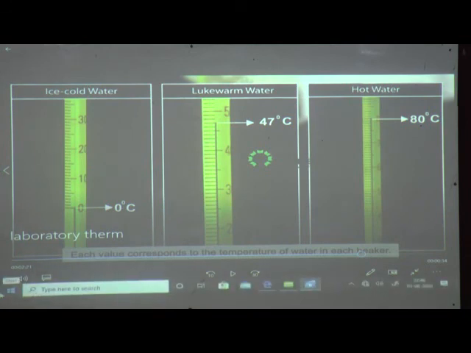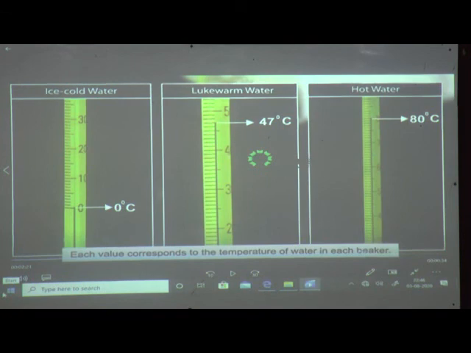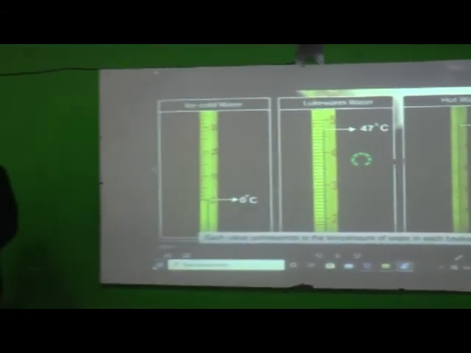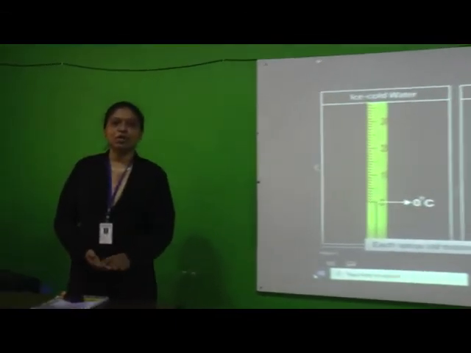So I hope students you understood all the concepts I taught you in today's session. We discussed the exact use of the laboratory thermometer. Then we also discussed the difference between the laboratory thermometer and the clinical thermometer, and we also saw the steps of how to use the laboratory thermometer in the laboratory. So I hope you understood all these concepts.